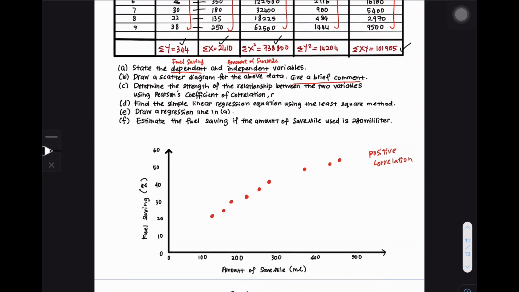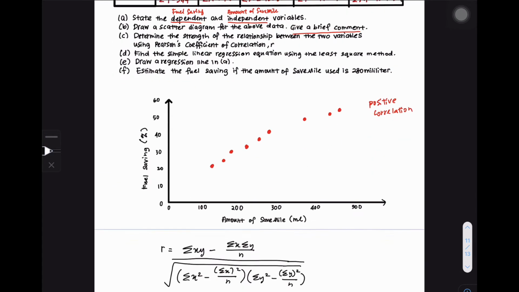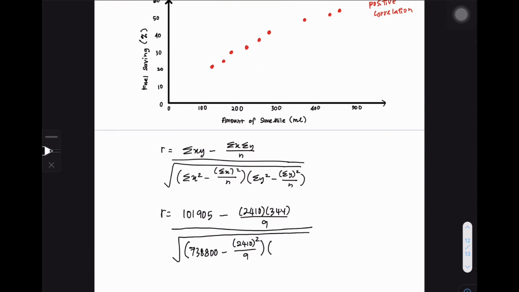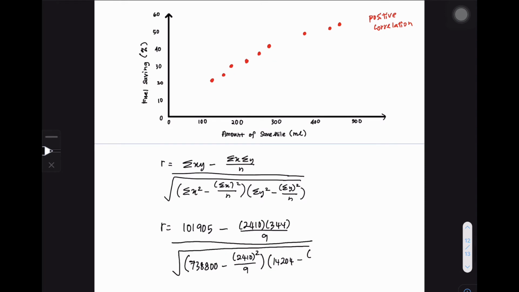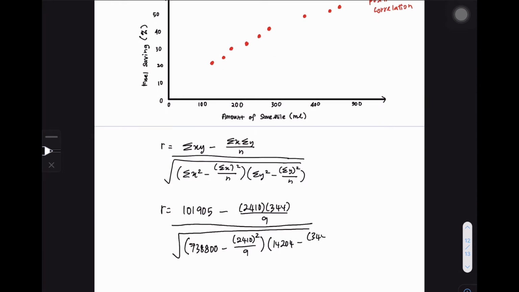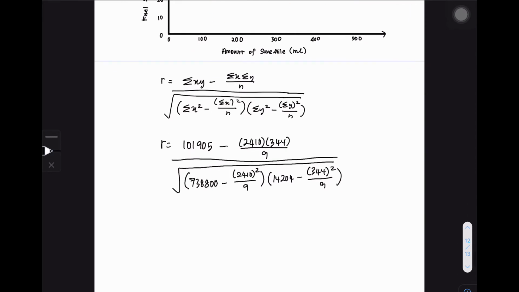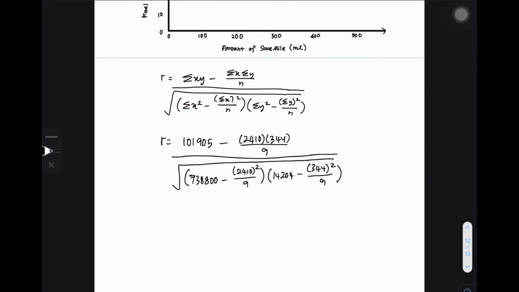So summation of Y square 14204 tolak dengan summation of Y kuasa 2. Summation of Y is 344. So 344 kuasa 2 bahagi dengan 9. Okay, punca kuasa. So awak tekan calculator, awak akan dapat the value of R is equal to 0.9856.